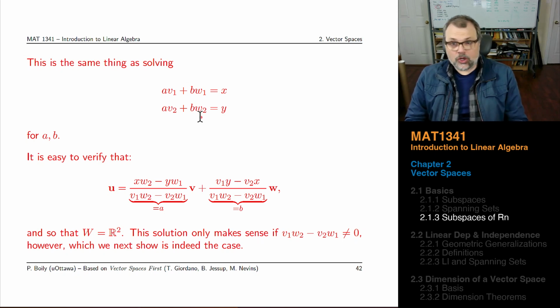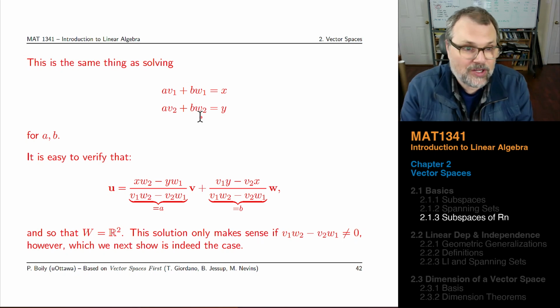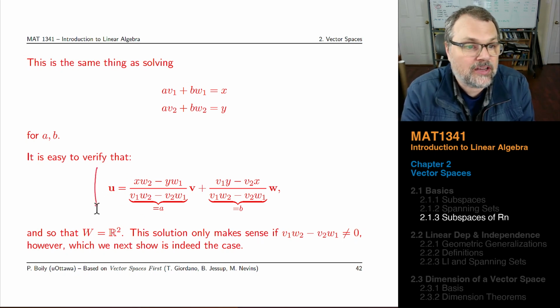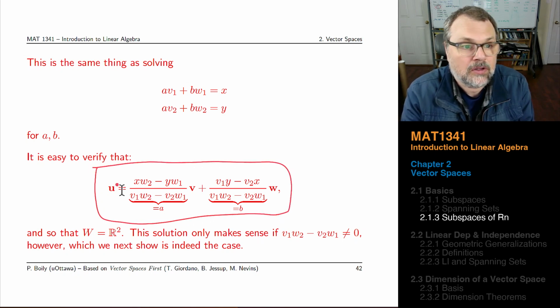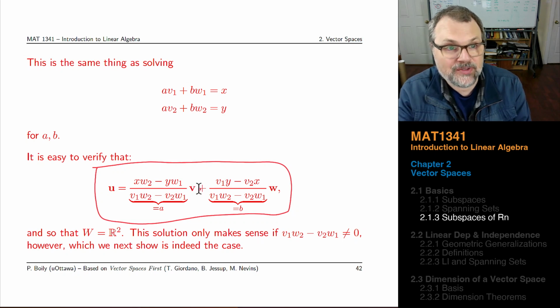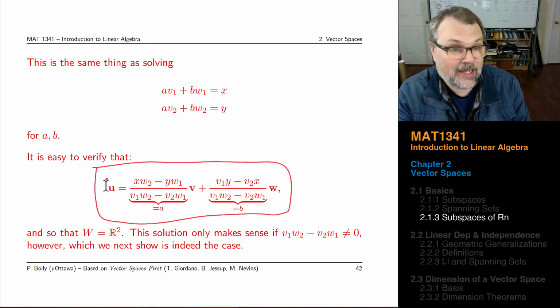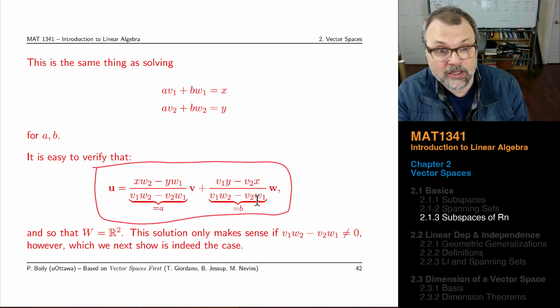Well, you can show, and later on we'll see how to solve this system of equations in A and B. But you could verify that this expression here actually does give us a linear combination of V and W, which adds up to the vector U. How would we do this? You'd replace V by V1, V2, and W by W1, W2, and U by X, Y, and you'd actually spell it out fully, and you would get that this whole thing is A, this whole thing is B, and you get an equality.